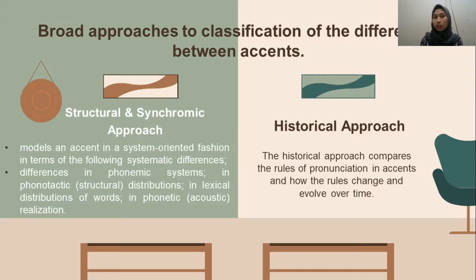The second one is the historical approach. The historical approach to accent development compares the historical roots of accents and the evolutionary change in sounds that accents have gone through as various accents merge or diverge. It compares the rules of pronunciation in accents and how the rules change and evolve over time.